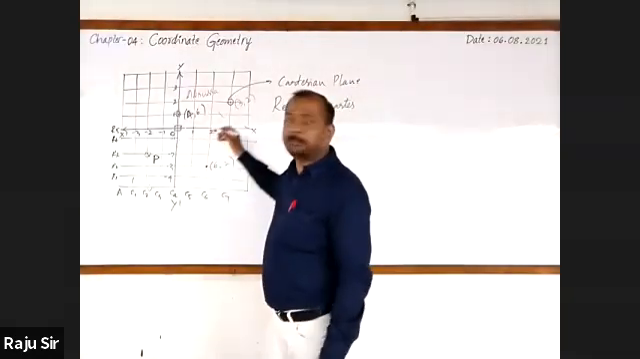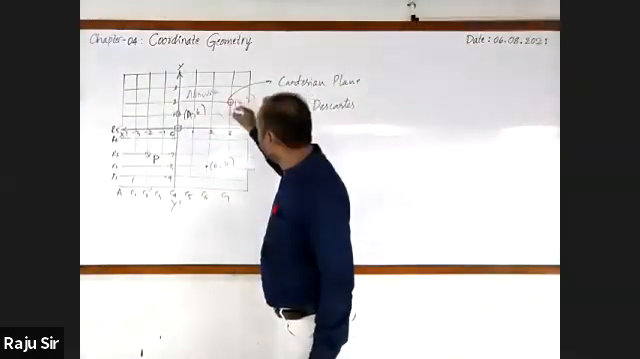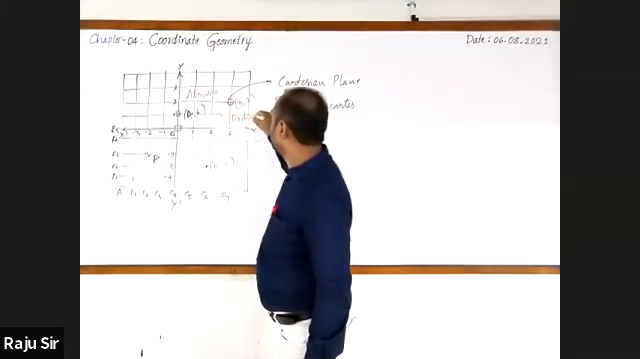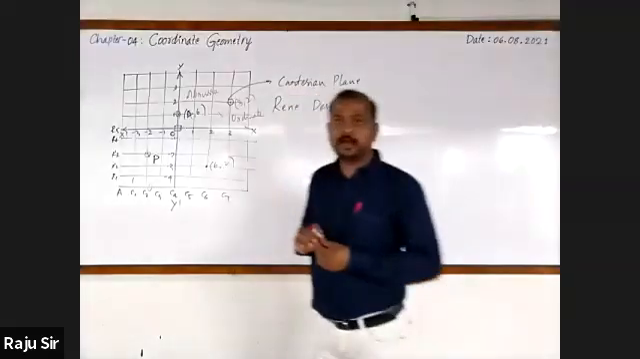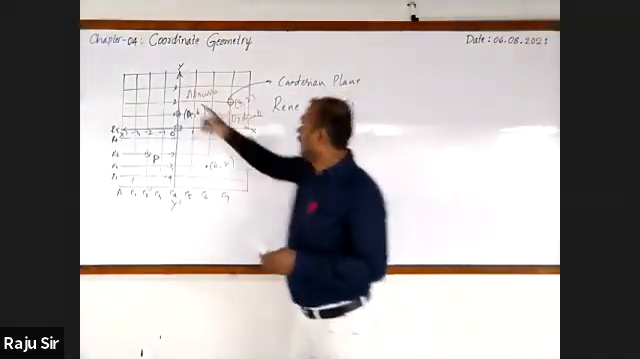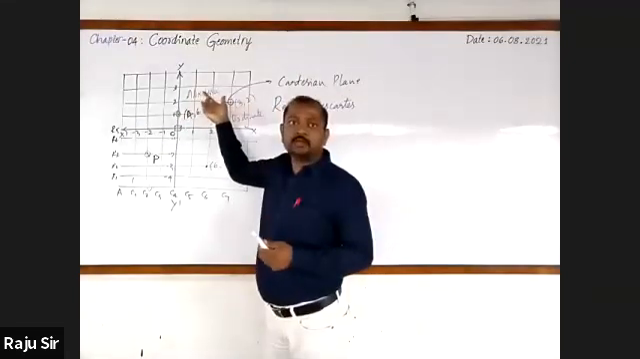Then what do you call the perpendicular distance from the x-axis? Ordinate. Clear? Then this abscissa is also called x coordinate.